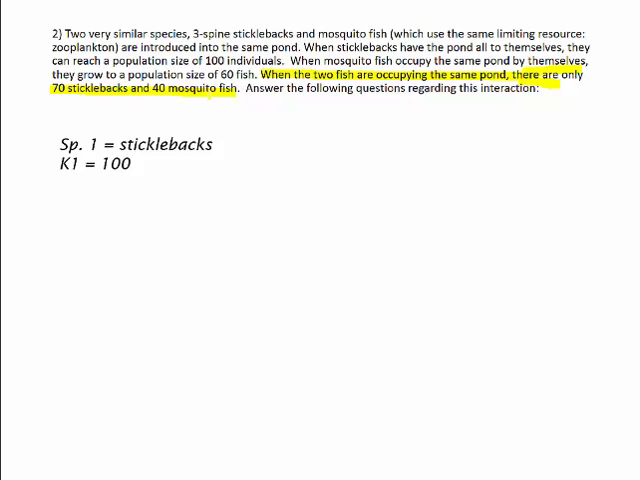Now, the hardest part of this word problem is to figure out what the alpha is. So we need to figure out what the competitive impact is of species 2, the mosquito fish, on species 1, the sticklebacks. So we're given this clue about the 70 sticklebacks and 40 mosquito fish living together, and that's how we're going to figure this out. So here's what we got.